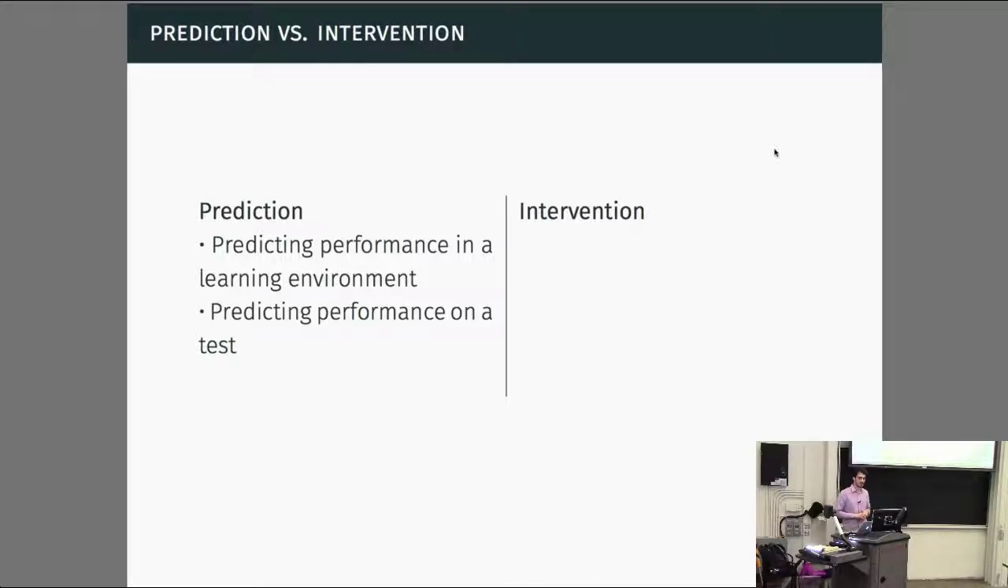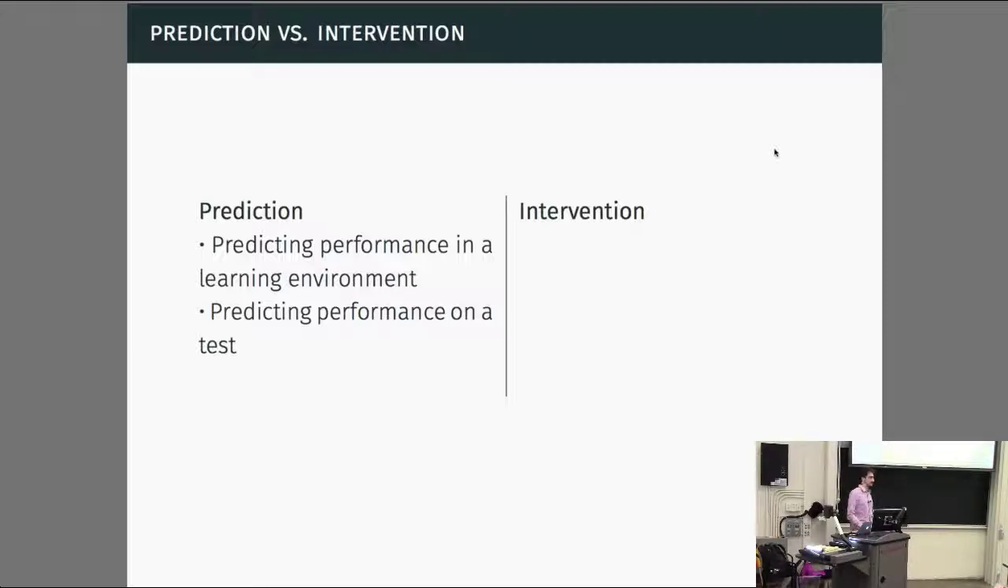And the second thing we looked at was predicting performance on a test. So if we give a student a test, can we predict how well they'll do on the test? And as we give them more items, can we get a more accurate estimation of their ability? Right? So these both have to focus on prediction, which is why machine learning is a good way of approaching these tasks. Today, we're going to focus on an application that has to do with intervention.